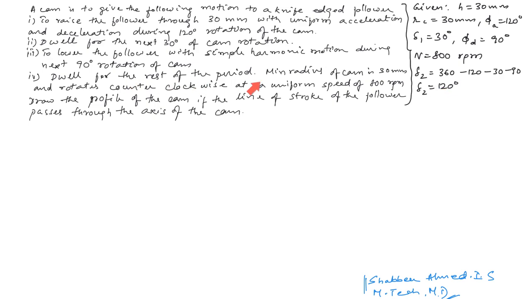So he is telling that dwell for the rest of the period, and he has given the minimum radius of the cam is 30 mm. So RC is equal to 30 mm. And the cam rotates counterclockwise at a uniform speed of 800 rpm, and n is 800 rpm. Draw the profile of the cam if the line of stroke of the follower passes through the axis of the cam. So now the line of stroke of the follower is passing through the center of the cam, so that also is given.